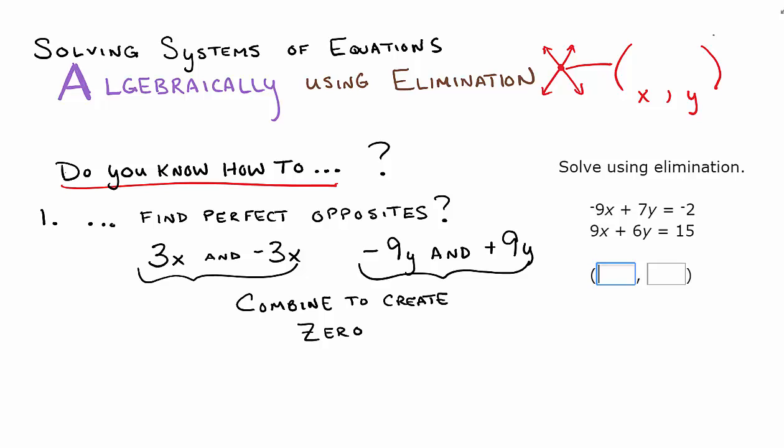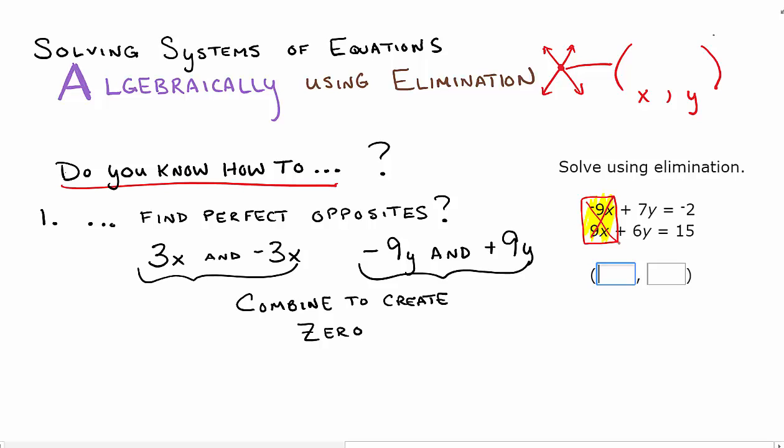All right, so here's an example of a system of equations that we would take a look at. And do you see perfect opposites anywhere? Well, I do. I see them right here with the x's, negative 9x and positive 9x. And what we usually do in class is we put a box around them, and then we're going to go ahead and cross them out because those would eliminate.